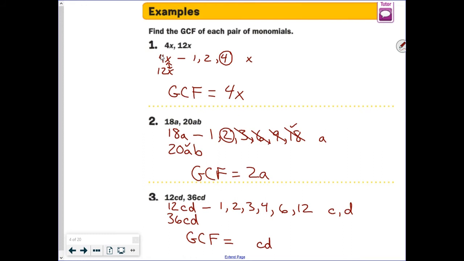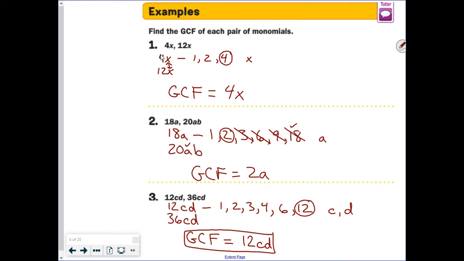Now, let's see if we can figure out which number up here it's going to be. And I'm going to ask myself, starting with the right side, does 12 divide into 36? Yes, it does. I know that 3 times 12 is 36. Therefore, 12 is my greatest common factor of both 12 and 36. And so I will put it down here with the cd, and my greatest common factor is 12cd.